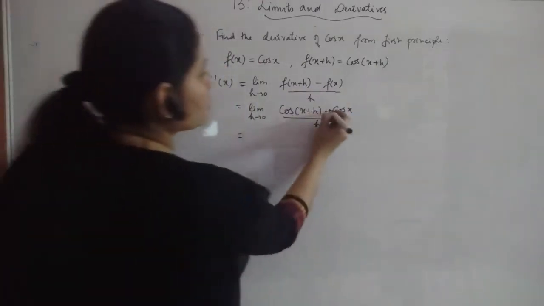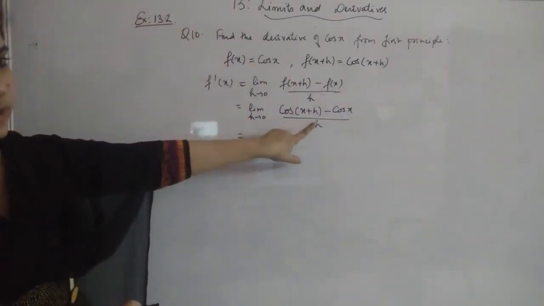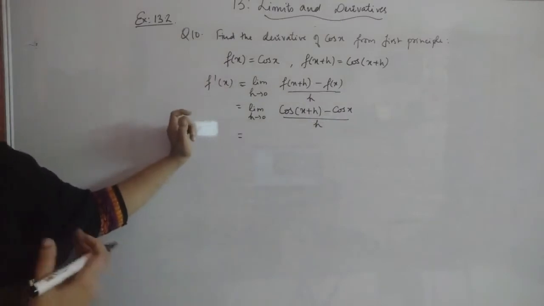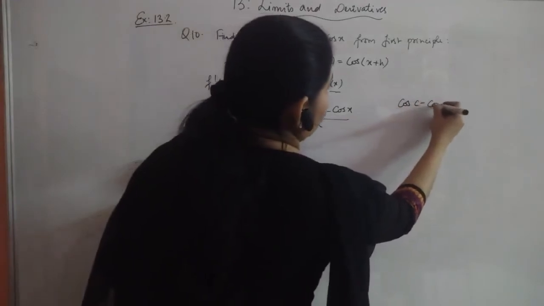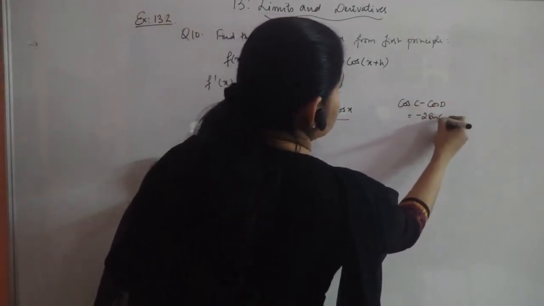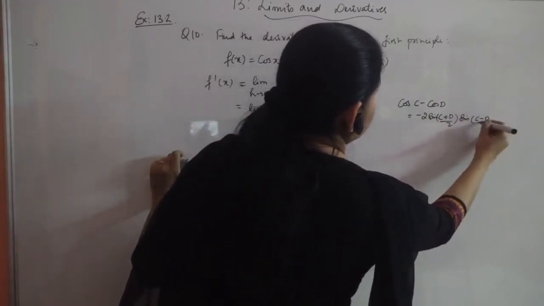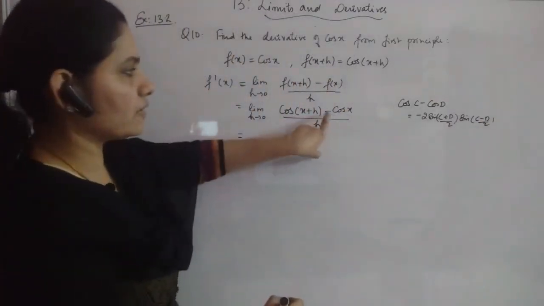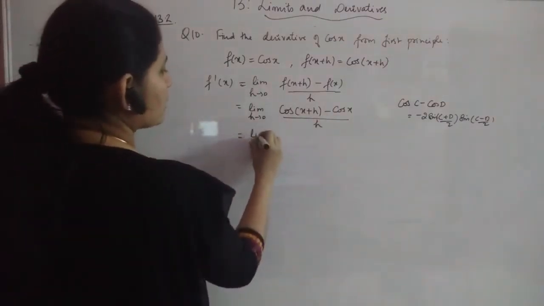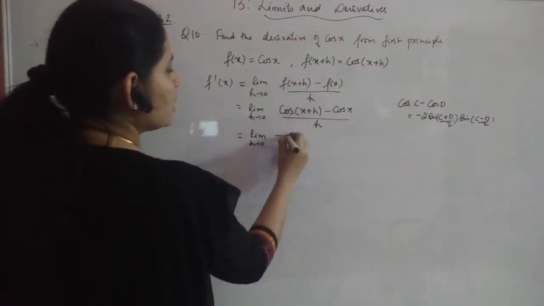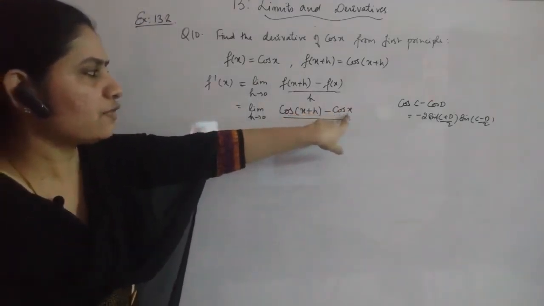Right? Now you have to use a formula for this numerator. This is in the form cos c minus cos d, or you can say cos a minus cos b. So what is that? Minus 2 sin c plus d by 2 sin c minus d by 2, right? Both will be sin if you have a negative sign here, and if you have a positive sign here, both terms will be cos. So here we are using that result, so this will become minus 2 sin, instead of c you have x plus h, and instead of d you have x.